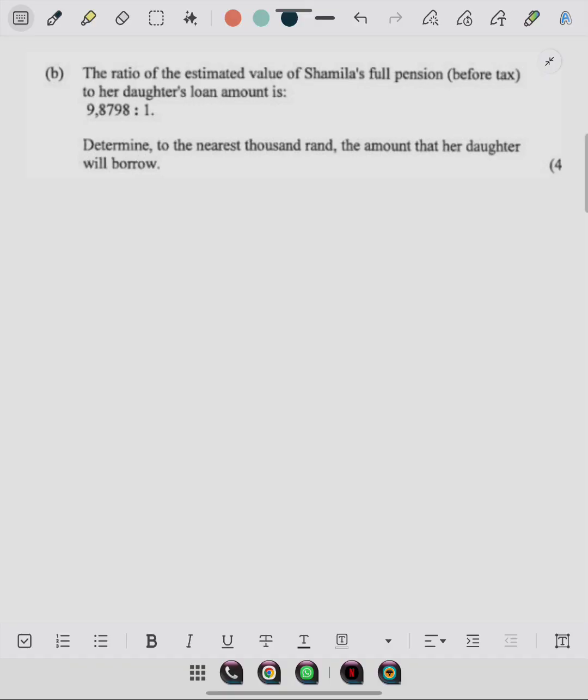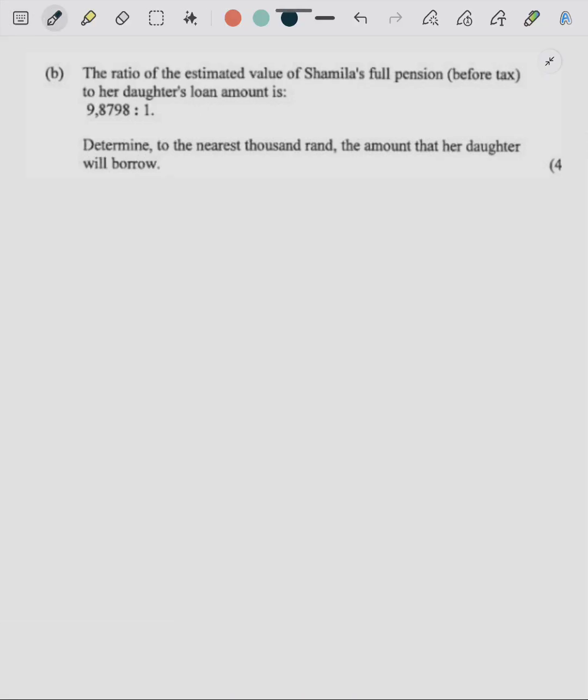Right, our next question was the ratio of the estimated value of Shamila's full pension before tax to her daughter's loan amount is 9,8798 to 1. Determine to the nearest 1,000 rand the amount that her daughter is going to borrow. All right, so this is relatively straightforward. We are working with a ratio. So let's start by writing out our ratio, 9,8798 to 1. And we label which side is which. So this side is Shamila, because that's the first thing they tell us, the value of the pension, to the daughter, which is there.